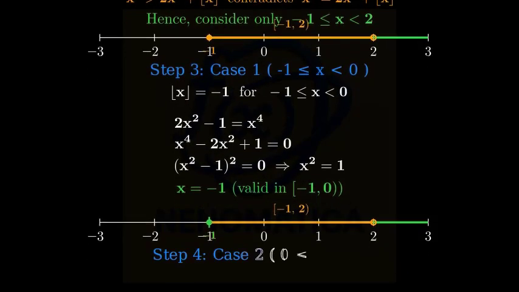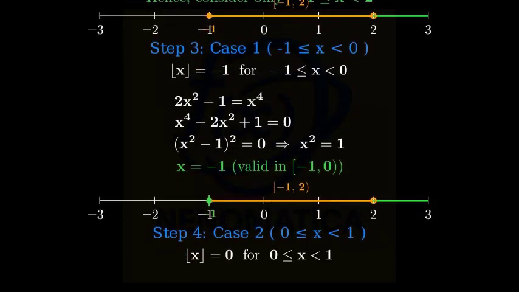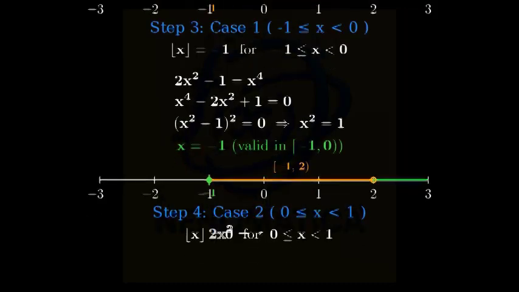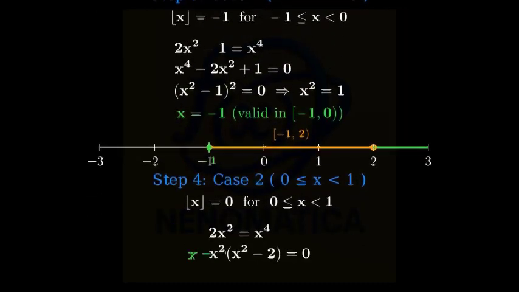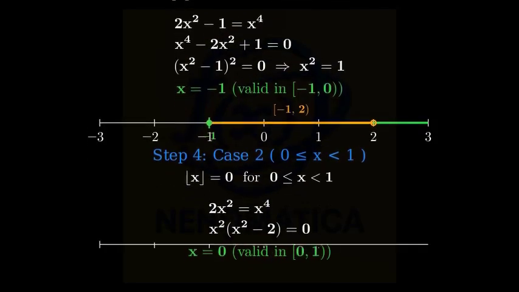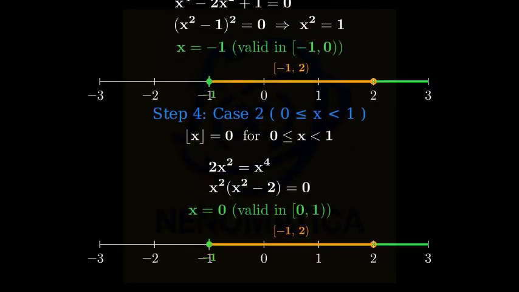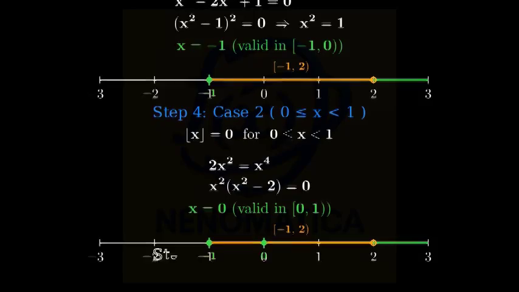Step 4. Analyze case 2. On the interval from 0 up to 1, the floor of x equals 0. Substitute and solve the equation. The solutions are x equals 0 and plus or minus square root of 2, but within this interval, only x equals 0 is valid.